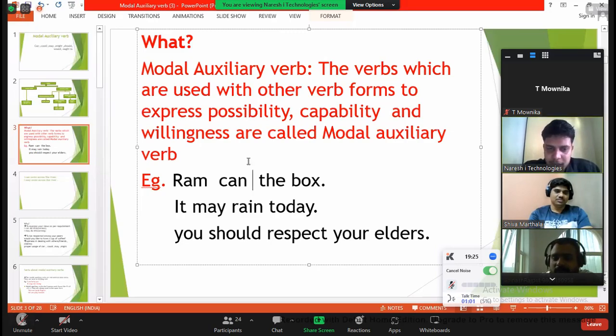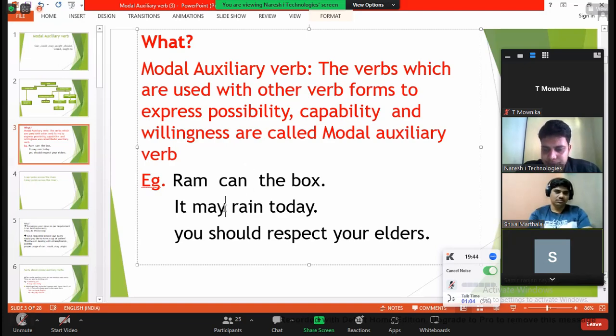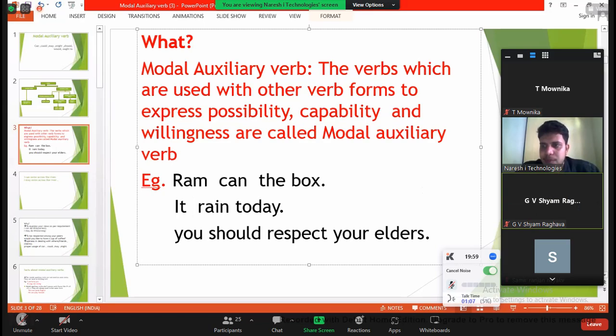Thus, what do we understand, that whenever we use can, I mean modal auxiliary verbs, the verbs are used with other verb forms. Okay. See, can is used with other verb forms to express the possibility, capability, and willingness, as you can see here as well. If I remove this, it rained today. What's the meaning? No meaning at all.